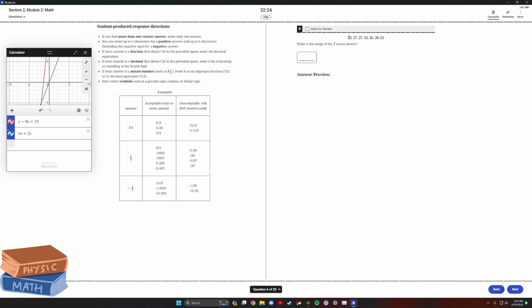What is the range? Range is max minus min, so 52 minus 23. 52 minus 23 is 29. That is the range.